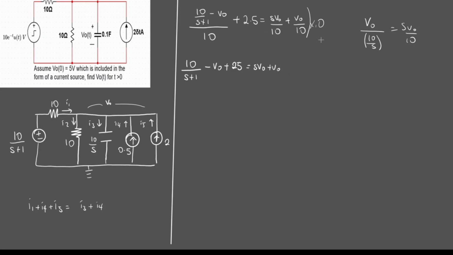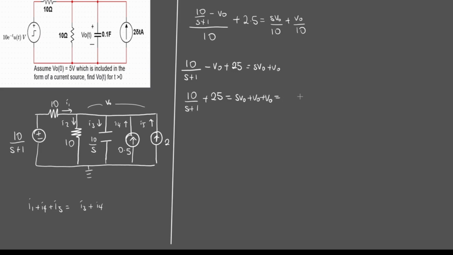Okay, keep in mind we're looking for whichever term we're solving for in the S domain, V0 or I0 usually. That's what we're trying to isolate. So once you see V0, don't get distracted by adding this to this fraction. Just isolate it, take it to the other side. So you have 10 over S plus 1 plus 25, and it's going to equal SV0 plus V0 plus another V0.